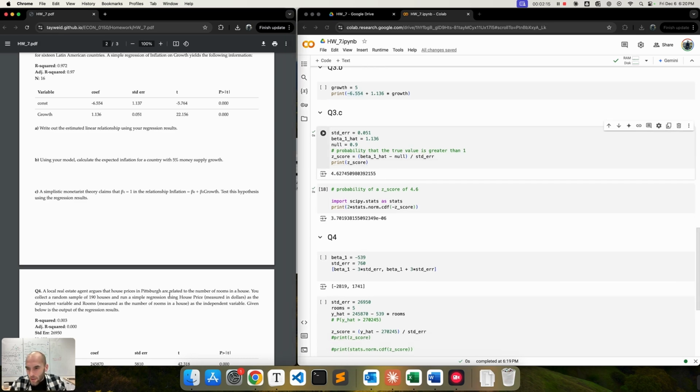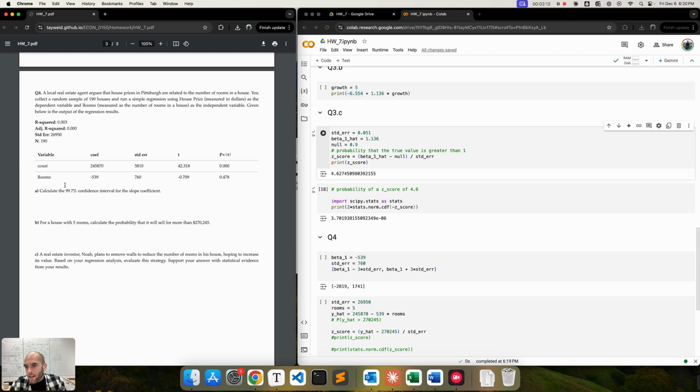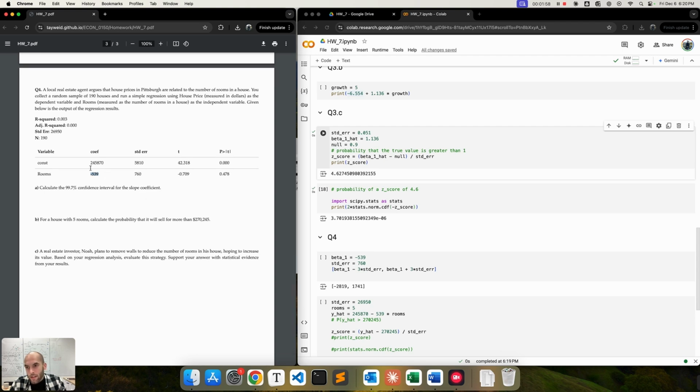All right, so question 4. We have a real estate agent talking about housing prices. We want a 99% confidence interval for the slope coefficient. The slope coefficient is this thing. It's a weird result, but it's telling us that the number of rooms is negatively related to the price of the home. So as you add more rooms, the price of the house goes down.